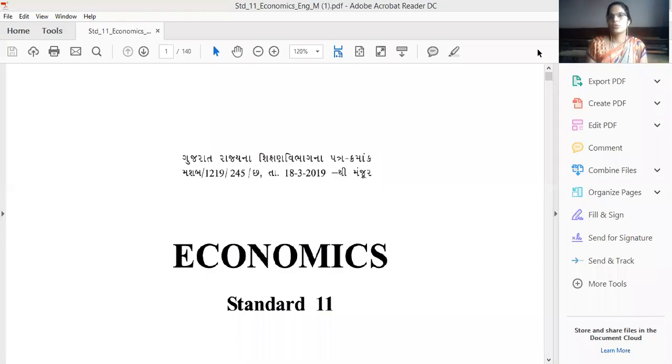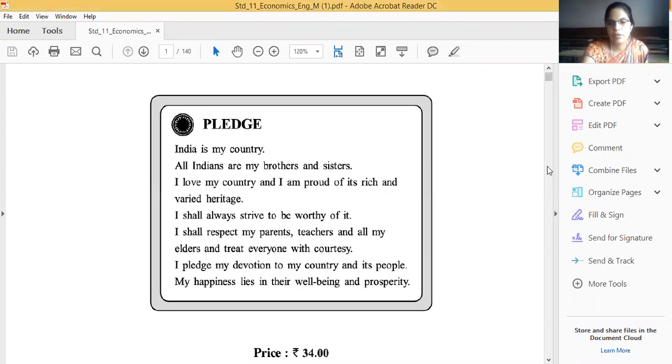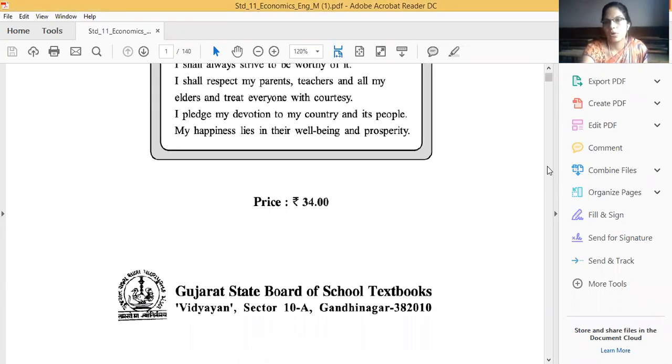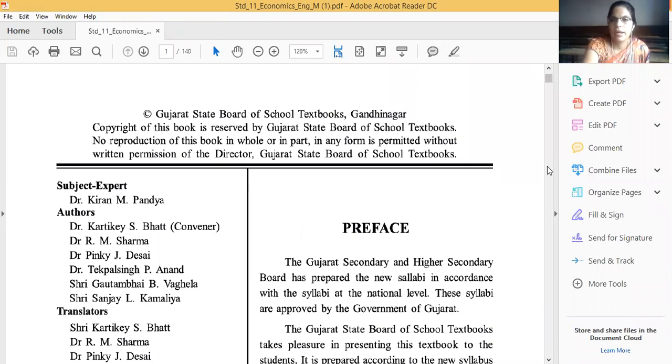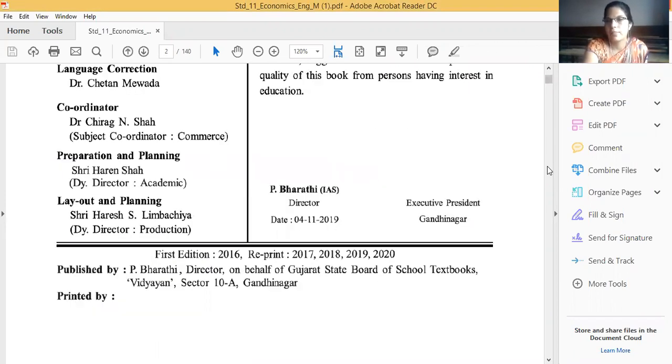Hello friends, good morning. Yesterday we completed some topics related to cost. We completed total cost and variable cost, and then the relationship between total variable cost and total fixed cost. And about their curves, we discussed the slope of the curve.